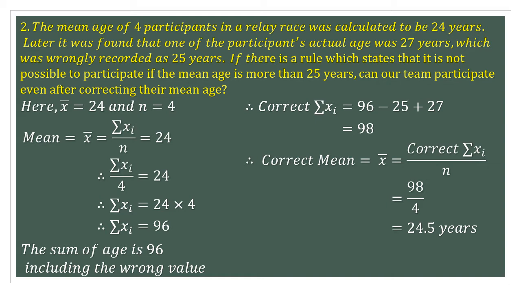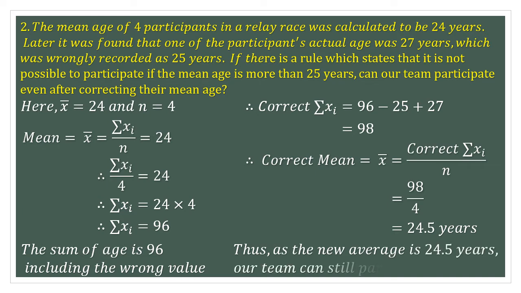Now the upper limit is 25 years, while the average here is 24.5 years. That means our team can participate in the relay race. Okay, so this is how you solve this kind of sums. We will move forward to the next one.